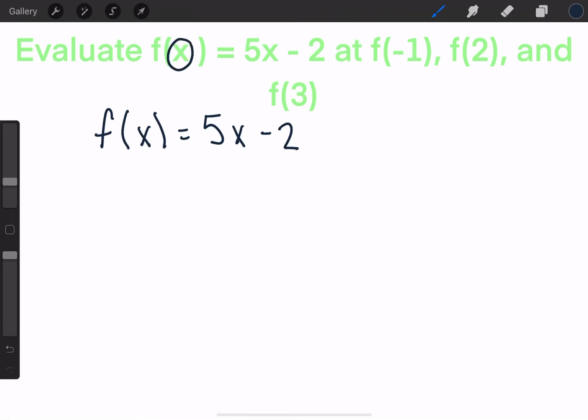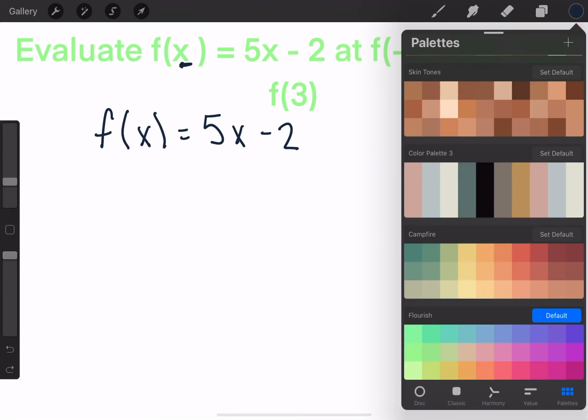We know that because inside the original parentheses, we have an x, and inside this new parentheses, we have a negative 1. So we're going to replace everything from the original parentheses, which is x, with what's new inside our parentheses. So I'm going to rewrite this, but I'm going to do it in a different color.